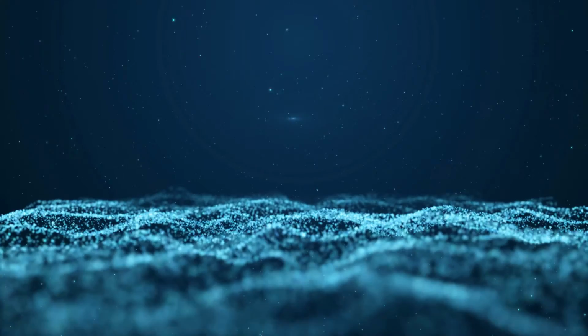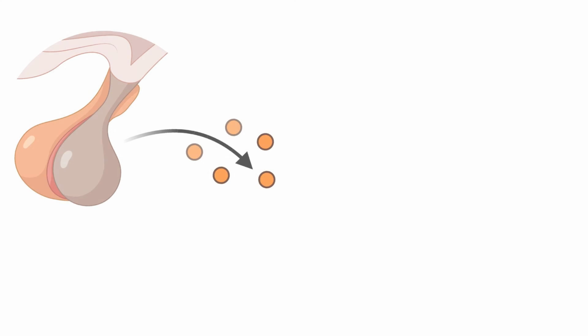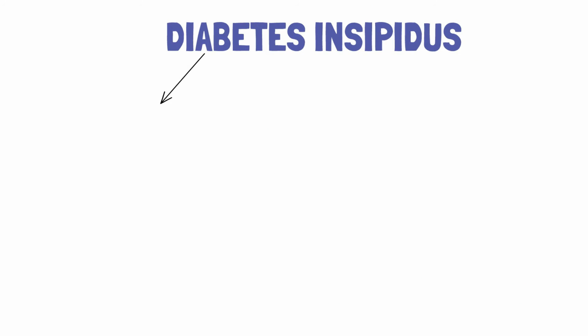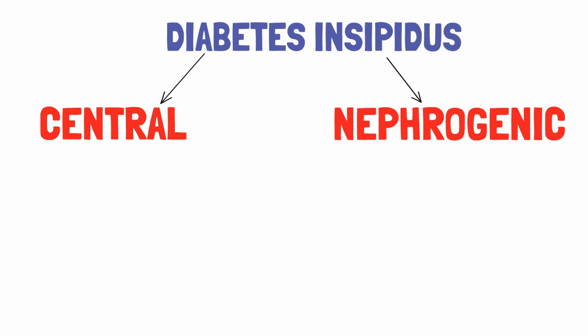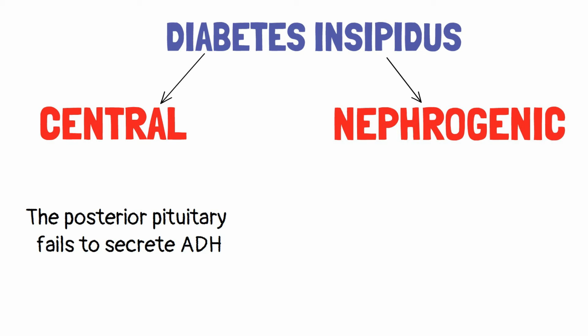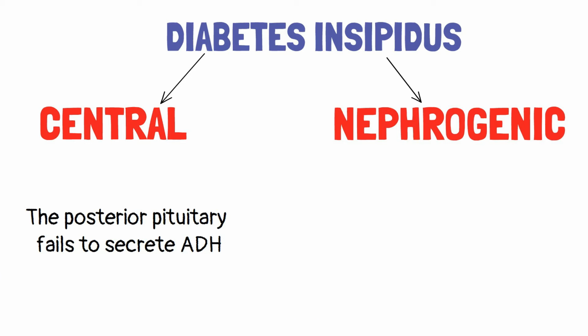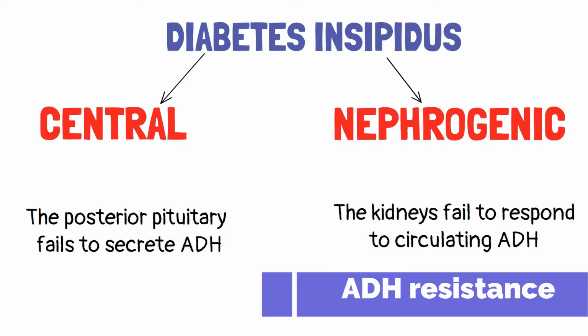So what happens in diabetes insipidus? In diabetes insipidus, there's an inability to produce concentrated urine as a result of ADH dysfunction. There are two subtypes, that is central diabetes insipidus and nephrogenic diabetes insipidus. In central diabetes insipidus, the problem is in the posterior pituitary. The posterior pituitary will fail to secrete ADH, so they have an ADH deficiency. In nephrogenic diabetes insipidus, the kidneys fail to respond to the circulating ADH, so they have an ADH resistance.